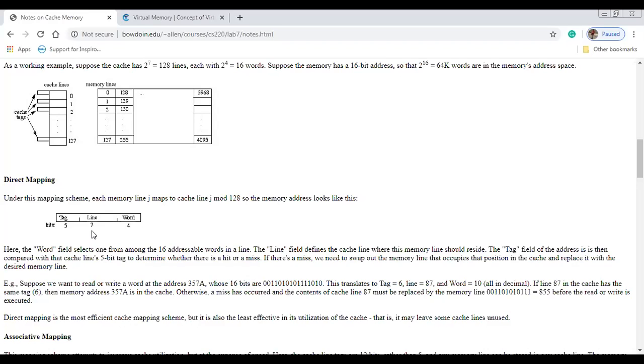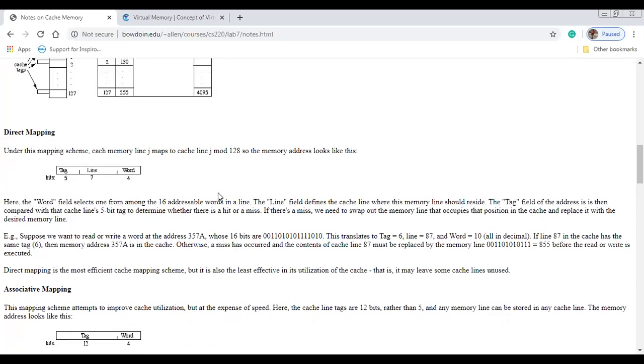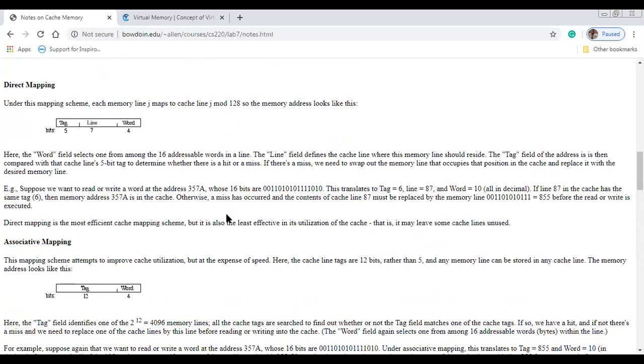So the line number 87 value is required for executing the program at that time. The processor checks it in the cache memory, and if it is there, it is successfully retrieved. If it is not there, whatever data is available at the main memory, it will take and copy into the cache memory, and it will execute the program. This kind of mapping procedure is called the direct mapping procedure. The entire address is divided into 16 bits: 5 for tag, 7 for line, and 4 for word.